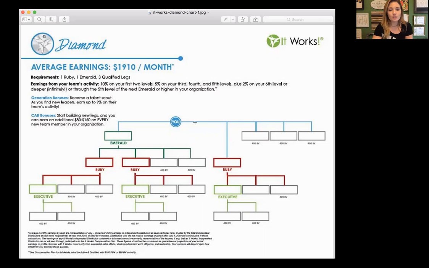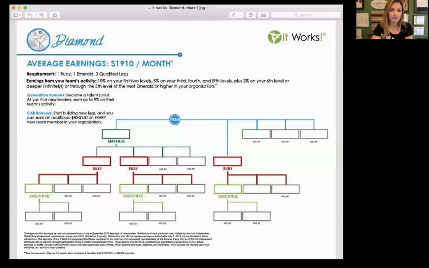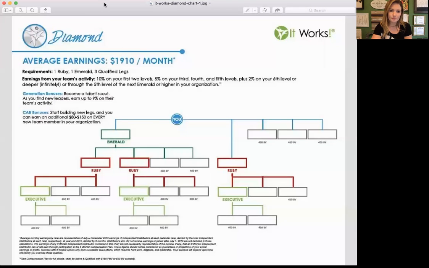But if you look here on this diamond chart, it explains up here what you need. The requirements: 1 Ruby, 1 Emerald, 3 qualified legs. Like we've said with the executive chart, what the heck is a qualified leg? It's having one distributor who is at 400 group volume. So when you're going for that first promotion, that executive, you want to have 2 distributors underneath you that have that 400 volume.